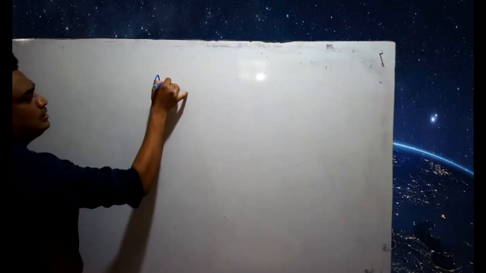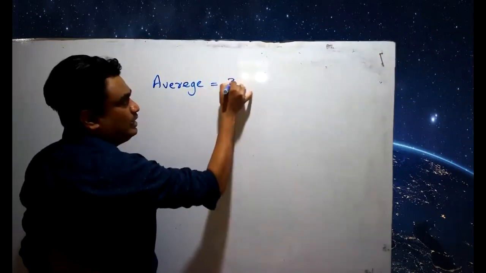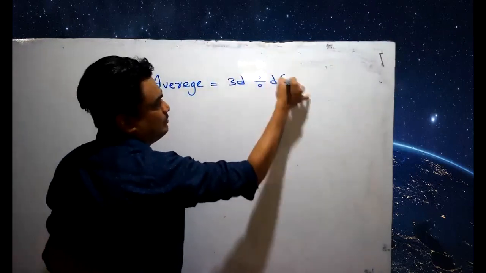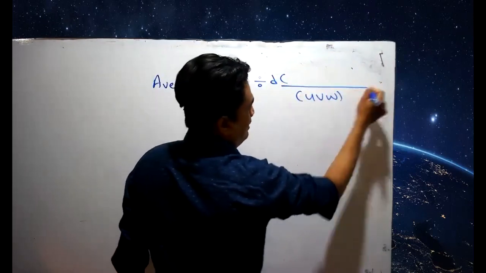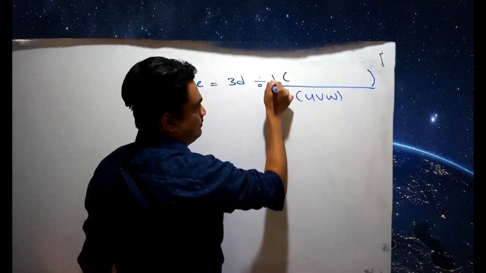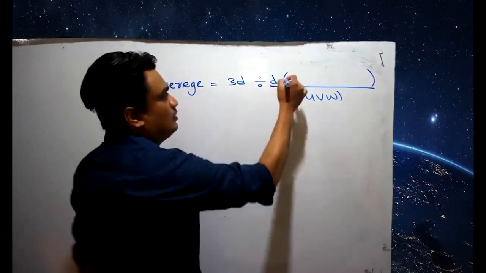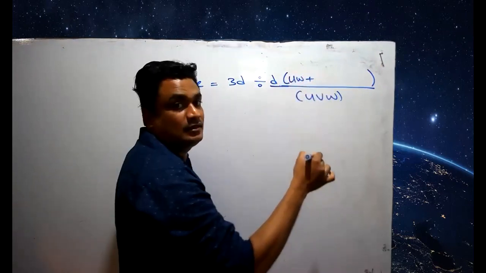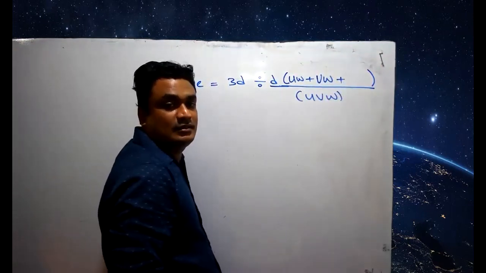Right, we were trying to find the average velocity. We have obtained an equation for the average velocity like this. As I remember, 3D divided by D times, a few terms inside the brackets, divided by UVW. Am I right here? Somebody please unmute the mic and tell me the terms inside this bracket. UW plus VW plus UV.